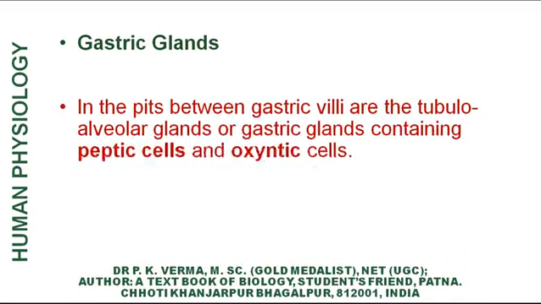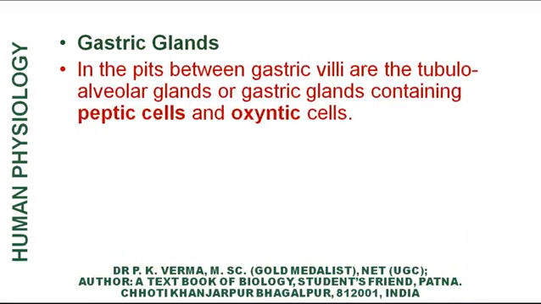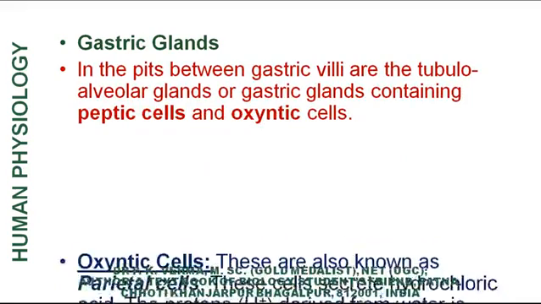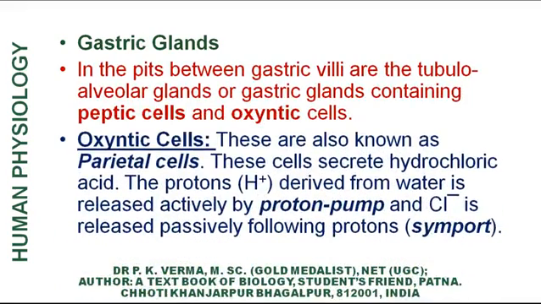In the esophagus there is no gland, but in the stomach, especially in the pyloric stomach, there are gastric glands in the pits between gastric villi. These gastric glands contain peptic cells and oxyntic cells. The oxyntic cells are also known as parietal cells. These cells secrete hydrochloric acid.